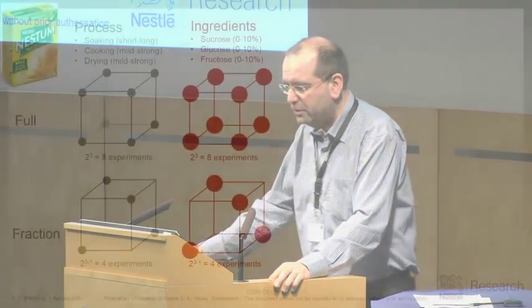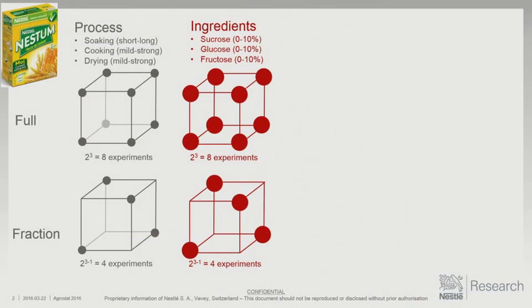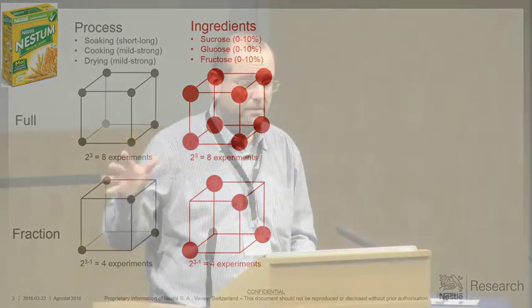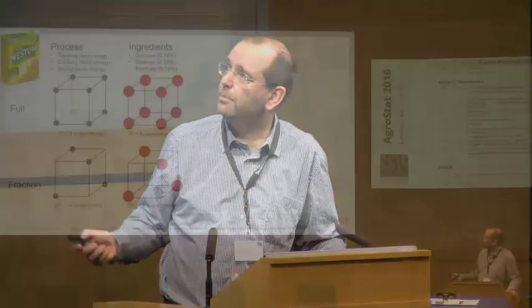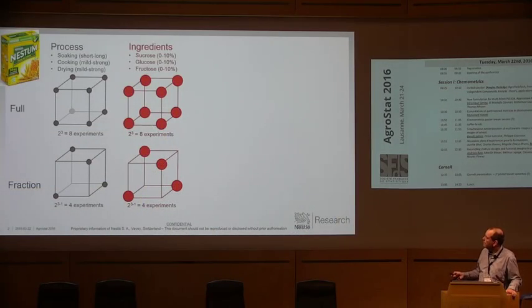Now suppose that we have ingredients. So we have not only the process, we have also ingredients. We move from something where we have just wheat, and we can exchange part of this wheat by sucrose between 0 and 10%, glucose 0 to 10%, fructose 0 to 10%. Again, if I'm looking only at the ingredients, I would end up with 8 trials. Again, if I don't want to make 8 trials, I can do just a fraction of it with 4 trials.